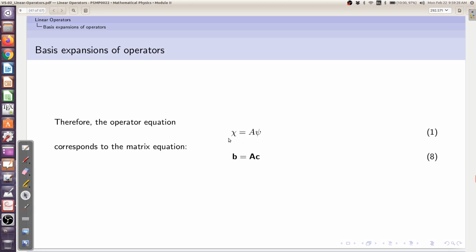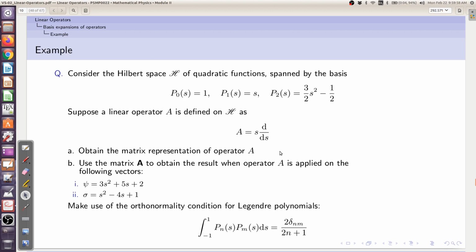So therefore the operator equation, this was the original operator equation, that is when the linear operator A operates on psi, it gives us a vector chi. Instead of writing it like this, you take the coefficients and the elements of the operator, construct matrices, and you can write this as a matrix equation. So the information in this equation and the information in this equation, both are exactly the same. Okay, so using this we can actually do a problem.